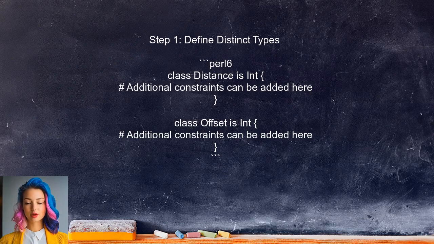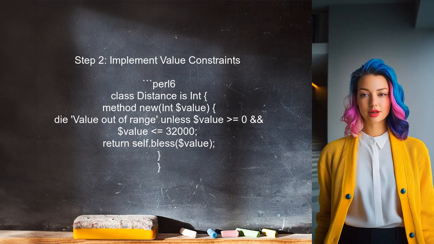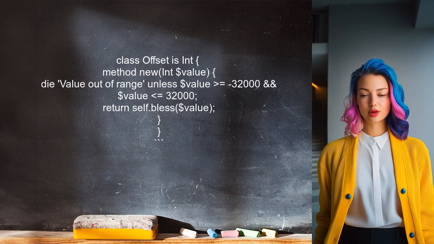To create distinct types in Perl 6, the user can define two new types, distance and offset, using the class keyword. This allows them to derive from int while ensuring they are incompatible with each other. Next, the user should implement constraints to enforce the ranges for each type. This can be done by overriding the new method in each class to check the values during instantiation.